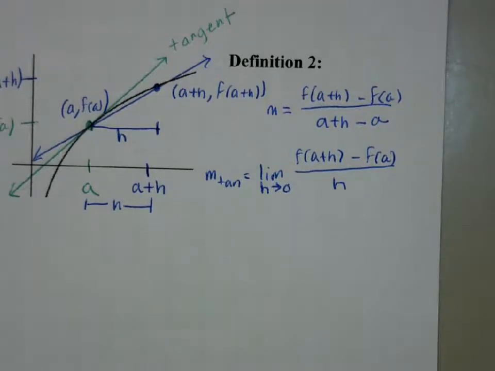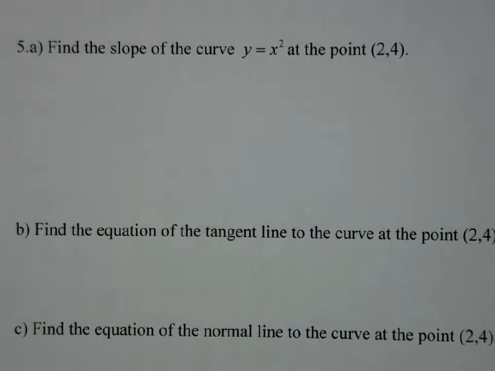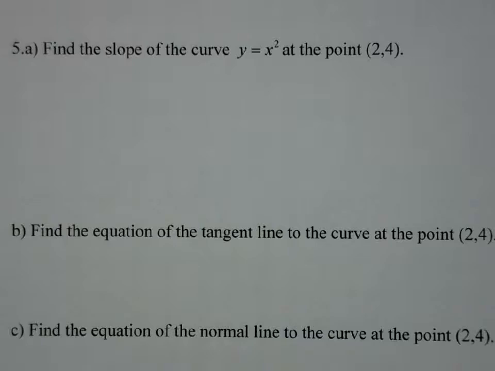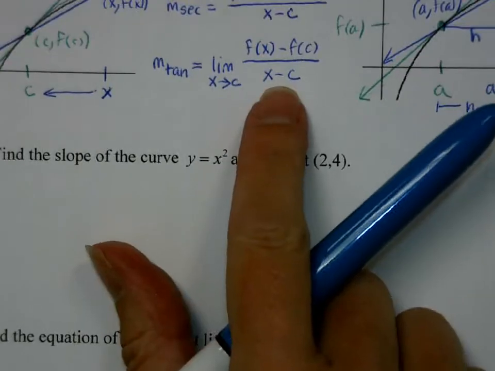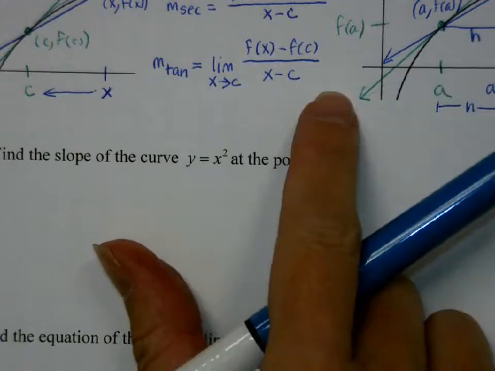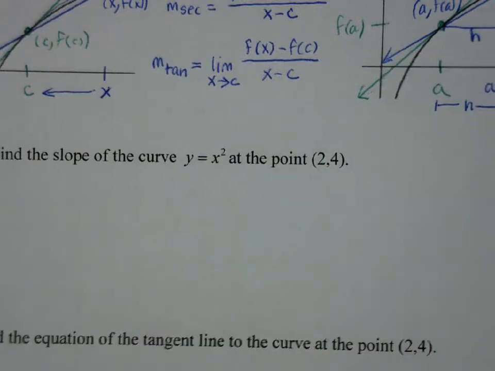Okay, so find the slope of the curve y equals x squared at the point 2, 4. I'm going to use both definitions just to show you that we can. Okay, starting with our first definition. Okay, c in this case is going to be 2. That c in this equation and a in this equation is the location that we're interested in.